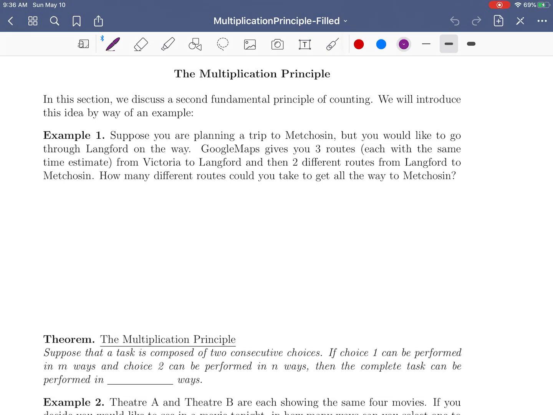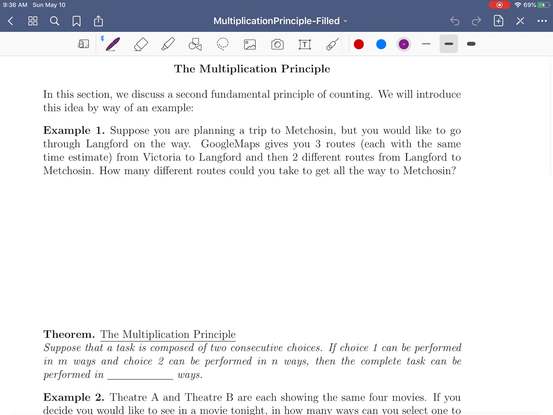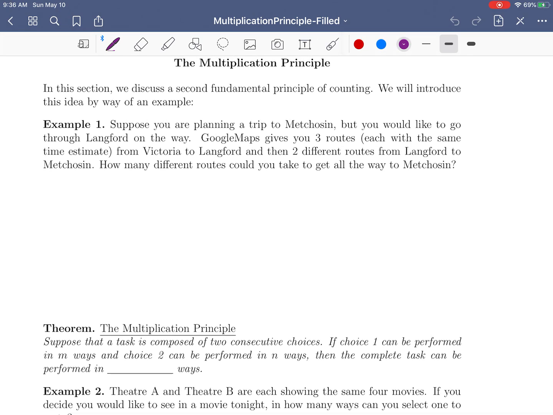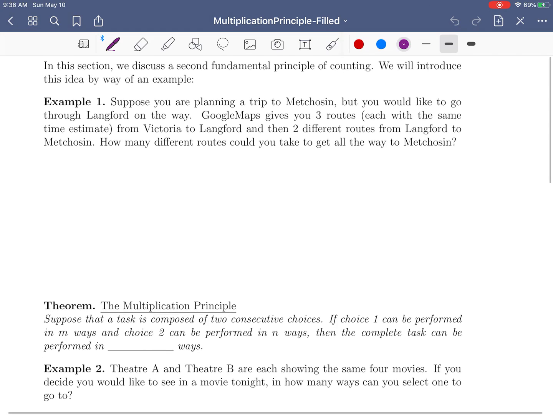In this video, we're going to discuss another fundamental principle of counting, the multiplication principle. And I'm going to introduce the idea with an example. Suppose you're planning a trip to Machosen, but you would like to go through Langford on the way. Google Maps gives you 3 routes, each with the same time estimate from Victoria to Langford, and then 2 different routes from Langford to Machosen. How many different ways could you go all the way to Machosen through Langford?